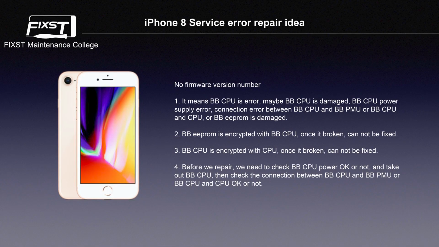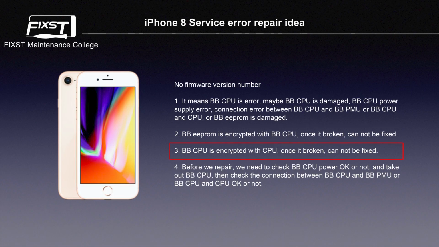1. If there is no firmware version number, it means the BB CPU has an error. Maybe the BB CPU is damaged, or the BB CPU power supply has an error, or there is a connection error between the BB CPU and BB PMU, or the BB CPU and CPU, or the BB EEPROM is damaged. 2. The BB EEPROM is encrypted with the BB CPU. Once they are broken, they cannot be fixed.